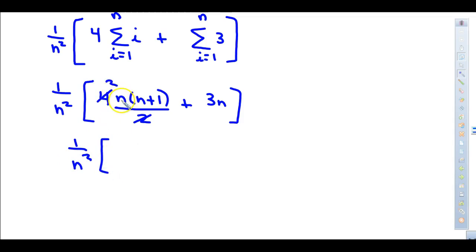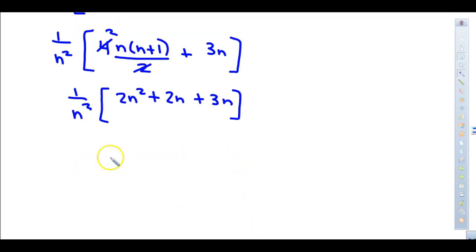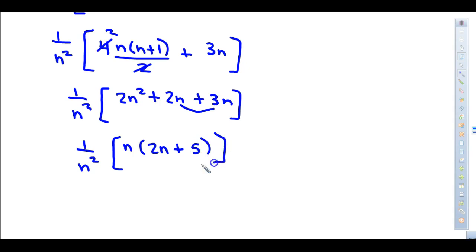This is going to be 2n times n plus 1, which is 2n squared, plus 2n plus 3n. You probably could do this step in your head, but they all have an n in common, don't they? I'm going to factor out a 2n from there. This is actually 5n that I'm going to factor out the n. And then this n can cancel with that one, and I'm left with 2n plus 5 all over n. This is your S of n.